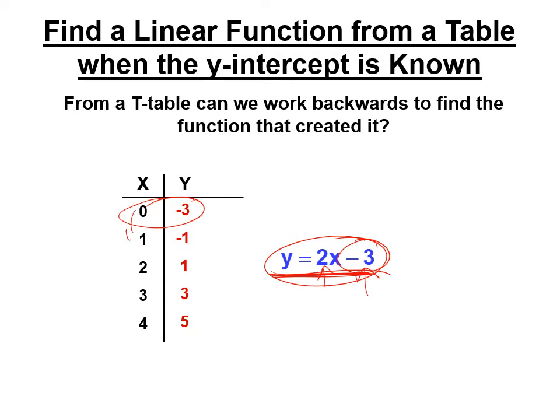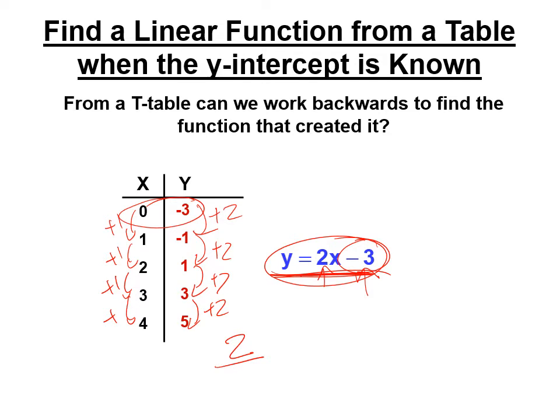But notice what's going on here. As I go up 1, I'm going up 2 here. Negative 3 didn't, right? I'm going up 2. You can see it clearly when you go from 3 to 5. So if y goes up 2 as x goes up 1, guess what the slope is? It's 2. There it is. And I'll go over all that again.